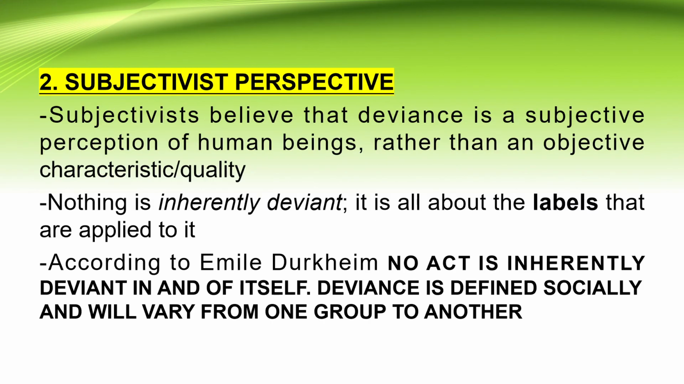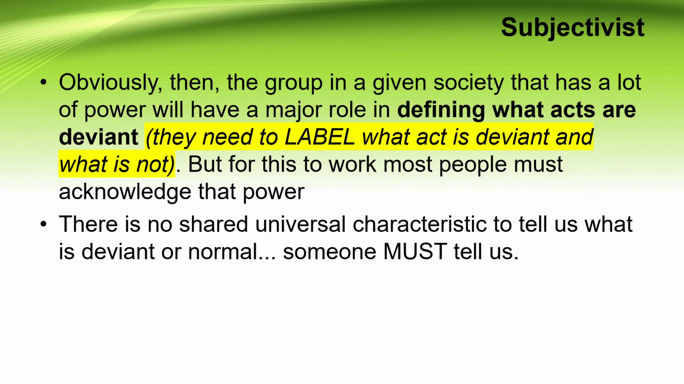Meanwhile, the subjectivist perspective believes that deviance is a subjective perception of human beings rather than an objective characteristic or quality. So in this perspective, nothing is inherently deviant. It is all about the labels that are applied to it. According to Emil Durkheim, no act is inherently deviant in and of itself. Deviance is defined socially and will vary from one group to another. And obviously then, the group in a given society that has a lot of power will have a major role in defining what acts are deviant.